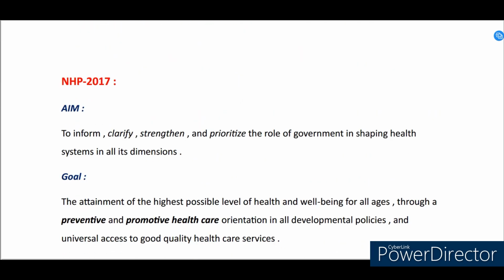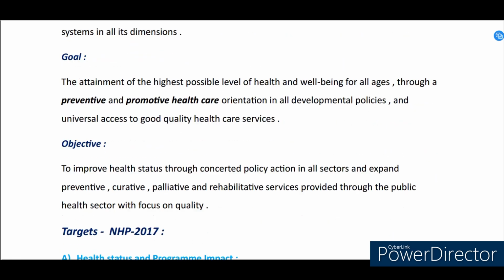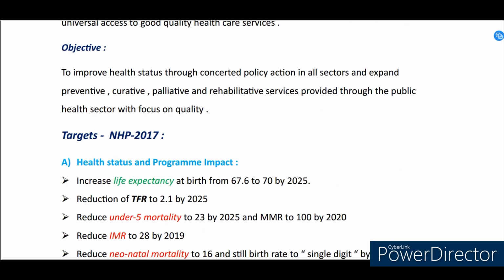The aim of NHP 2017 was to inform, clarify, strengthen, and prioritize the role of government in shaping health systems in all dimensions. The goal was to attain the highest possible level of health and well-being for all ages through a preventive and promotive healthcare orientation in all developmental policies and universal access to good quality healthcare services. The objective was to improve health status through concerted policy action in all sectors and expand preventive, curative, palliative, and rehabilitative services provided through the public health sector with focus on quality.